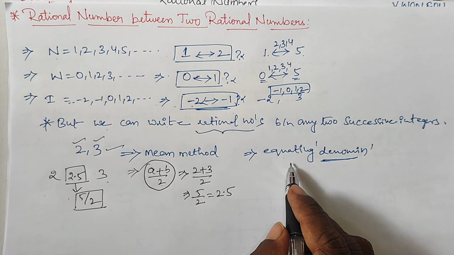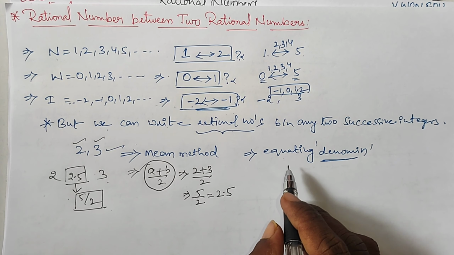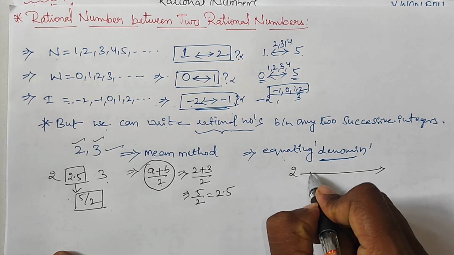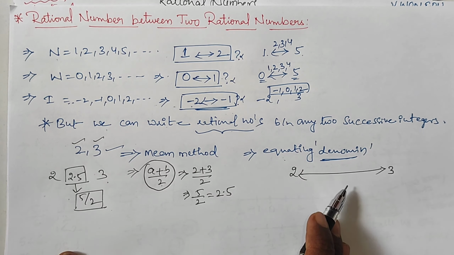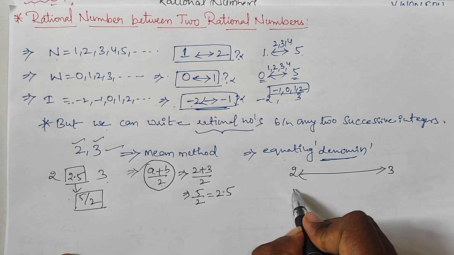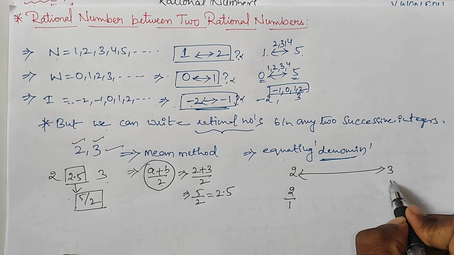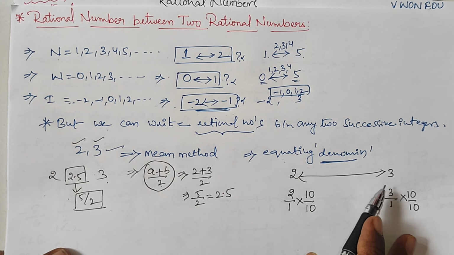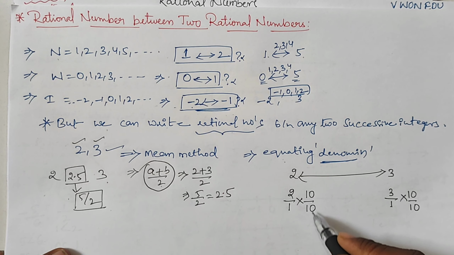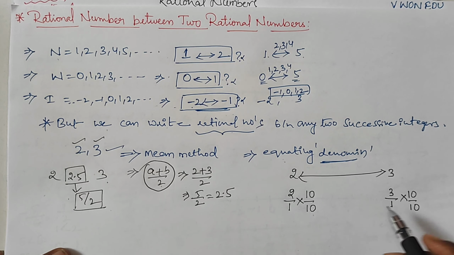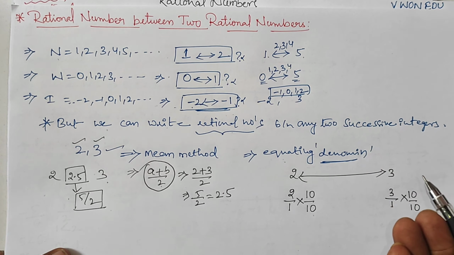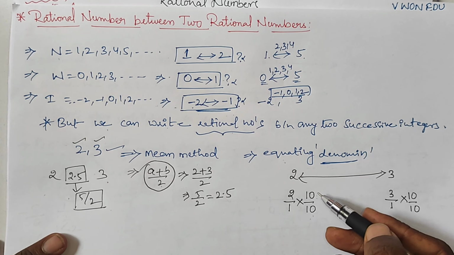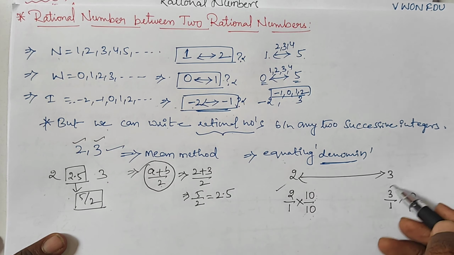The next method is equating the denominators. Between 2 and 3 we have to find rational numbers. I am considering the first as 2/1 and the second as 3/1. To get rational numbers between them, I multiply and divide by 10. You don't need to take 10 only; you can take 5, 20, 30. I am considering 10/10, multiplying both numerator and denominator by 10, because if you cancel 10 and 10, we get the same terms 2 and 3 again.